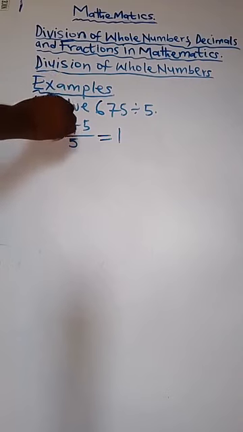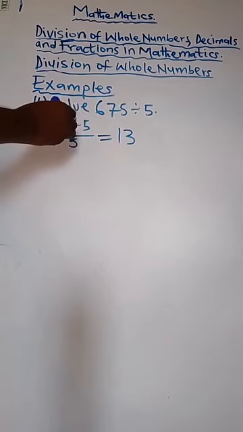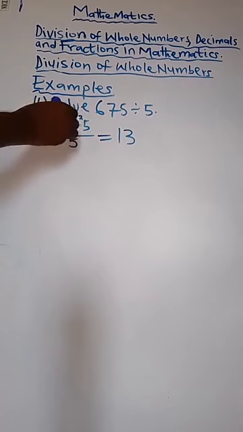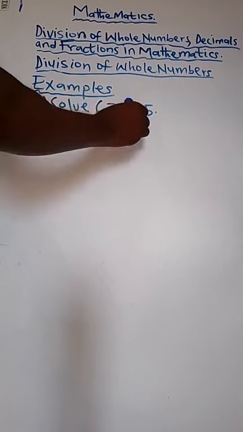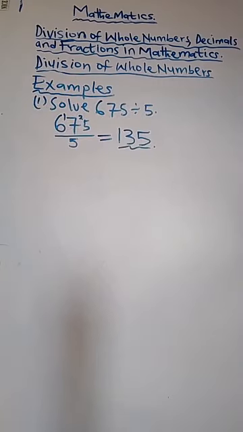You now say, how many 5 can I see in 17? That is 3, right? Now, 3 times 5 is 15. 17 minus 15, you have 2 left here. That makes this one to be 25. And I say, how many 5 can you see in 25? That is 5. So that is what we call the short division process. So using 5 to divide 675 gives us 135.